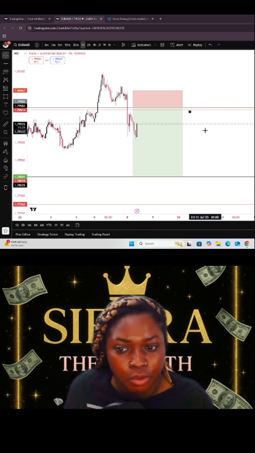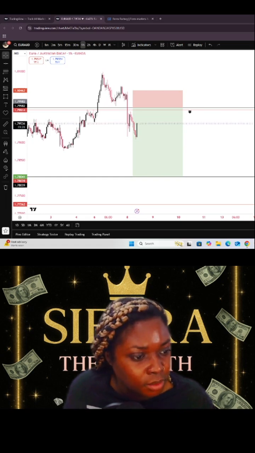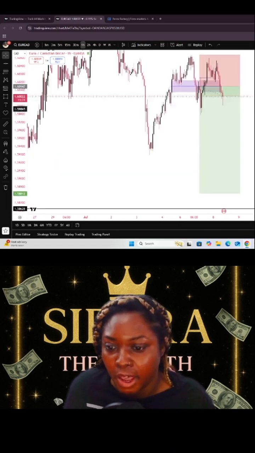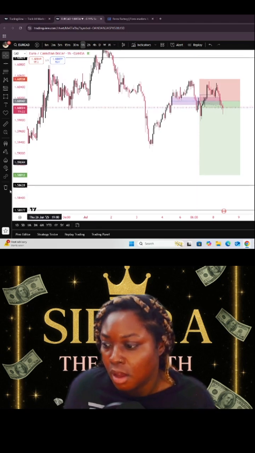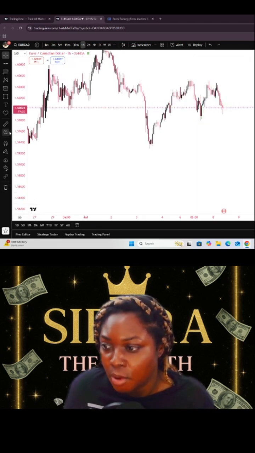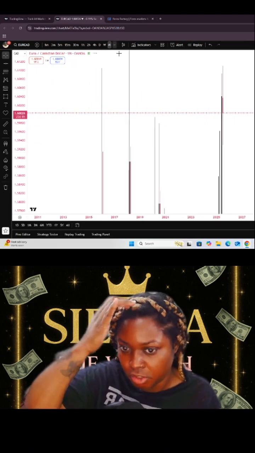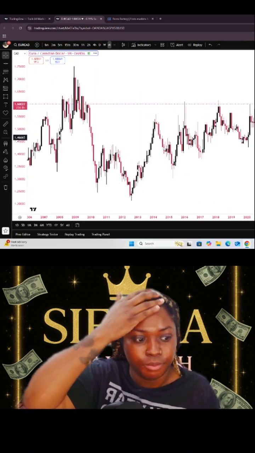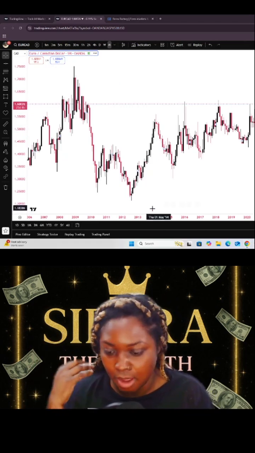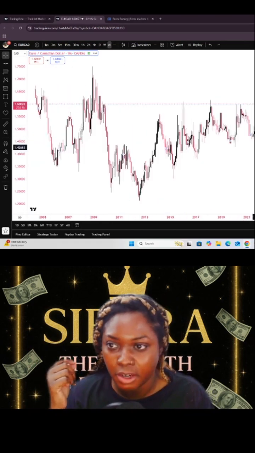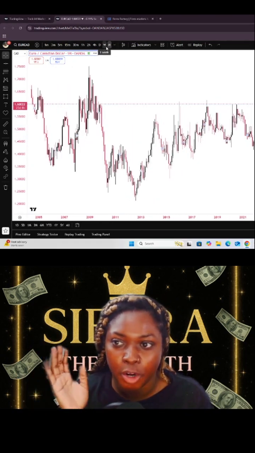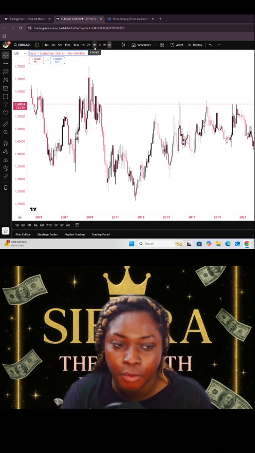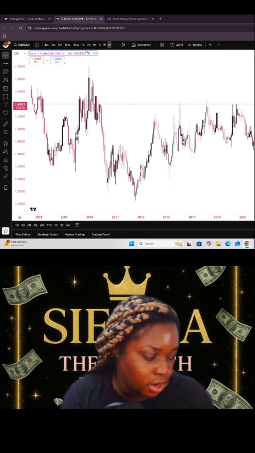All right, so while we're waiting on that, I was going to mark up GU, but I want to mark up EuroCAD. I want to see what's going on because I don't have all my zones on here, and I need to make sure our TP is correct. Whenever I mark up, I'm doing a top-down analysis, starting on my monthly, going to my weekly, my daily, my 4-hour, sometimes my 2-hour, but more so down to my 1-hour, okay?